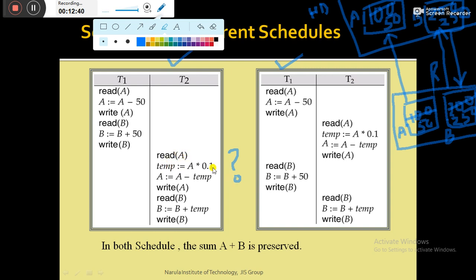Read A. Read A means it will read the value of A from hard disk to RAM. This is the same RAM, but I am writing over here. This is the local buffer corresponding to T1. So another local buffer will be created for transaction T2. Suppose this is the local buffer of transaction T2. So A will be there. Read A. What is the current content of A? It is 50.